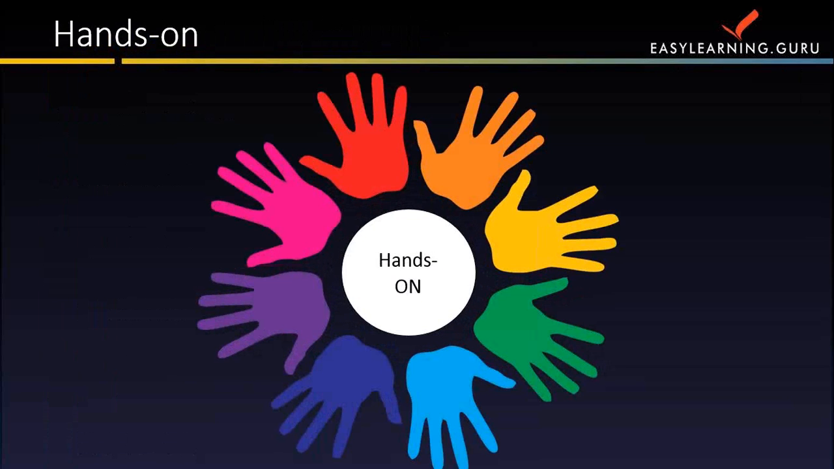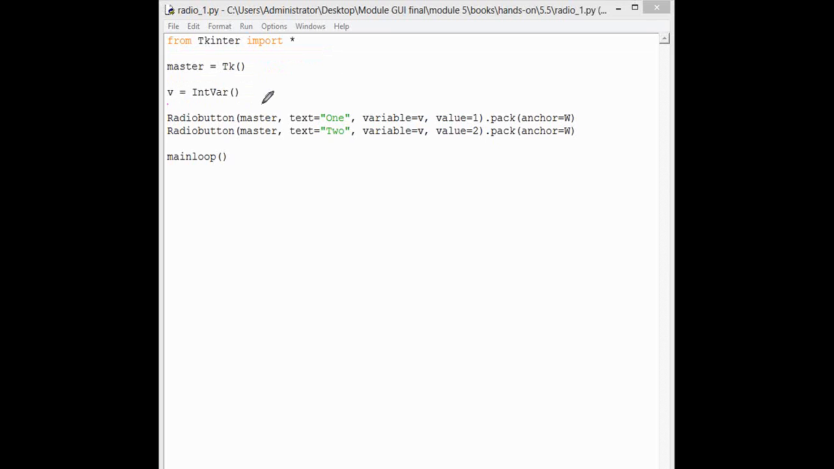Now let's have a look at the hands-on for this. You can see that it is a very simple program, which is first of all importing tkinter, making the master window, and making the IntVar, your integer variable. This is the master window I have made, making the integer variable, storing it in my v.